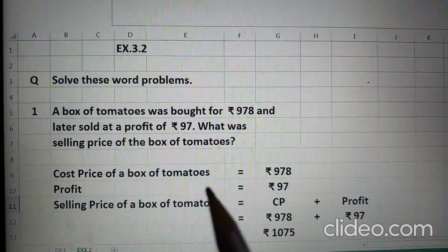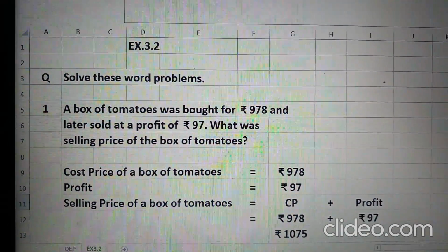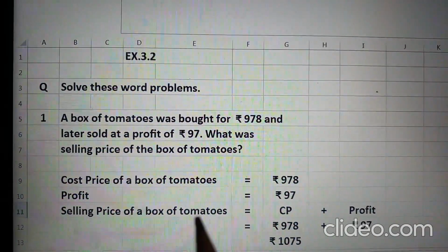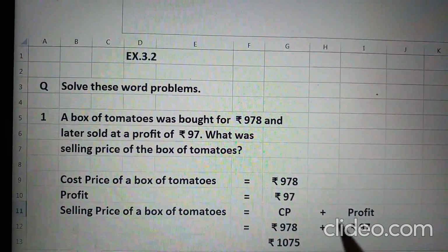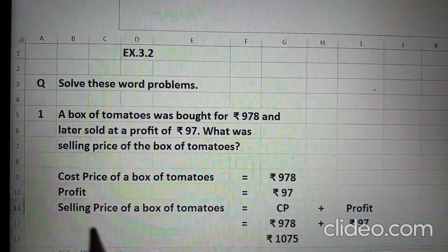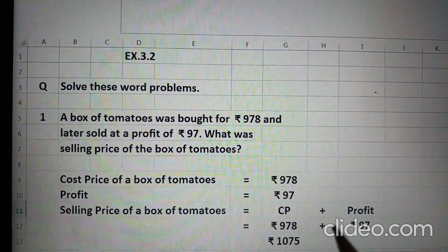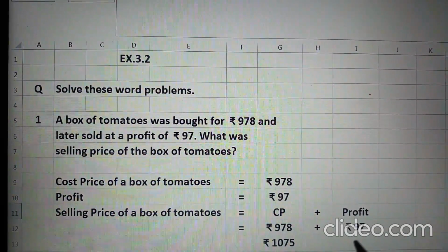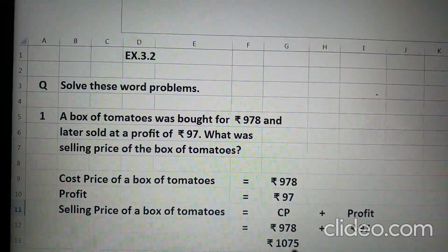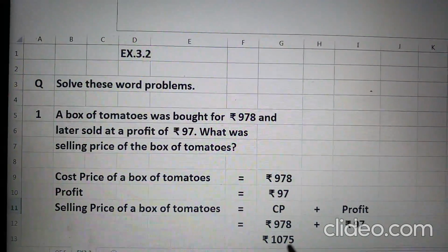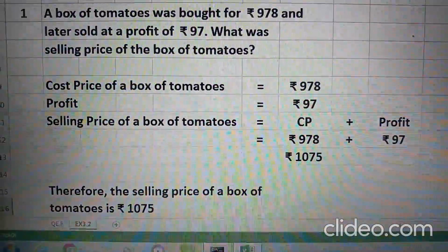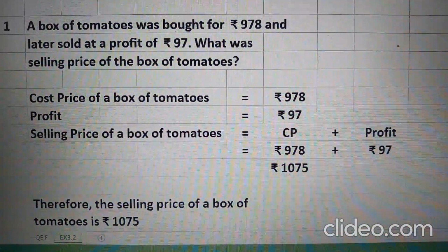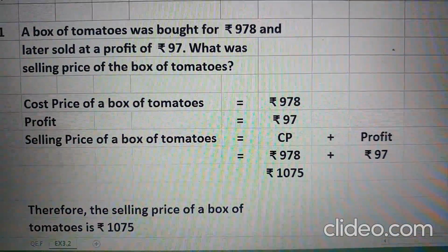Cost price of a box of tomatoes is rupees 978 and the profit is rupees 97. What you will do? You will add profit to CP to get selling price. So CP plus profit equal to selling price. So rupees 978 plus rupees 97. When we add these two, we get 1075. Therefore, the selling price of a box of tomatoes is rupees 1075.